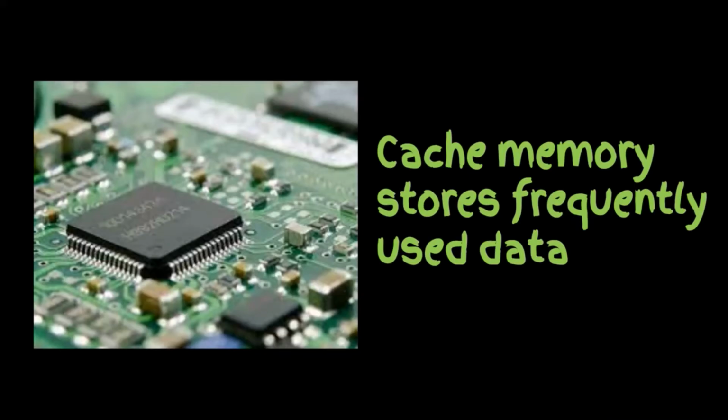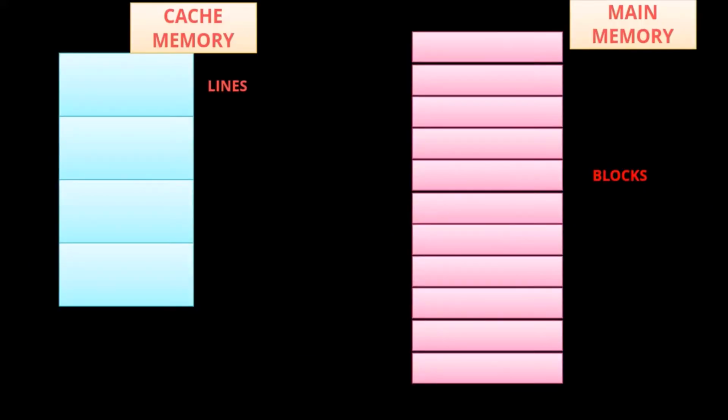We have already seen that cache memory stores frequently used data. But from where will this frequently used data be fetched?